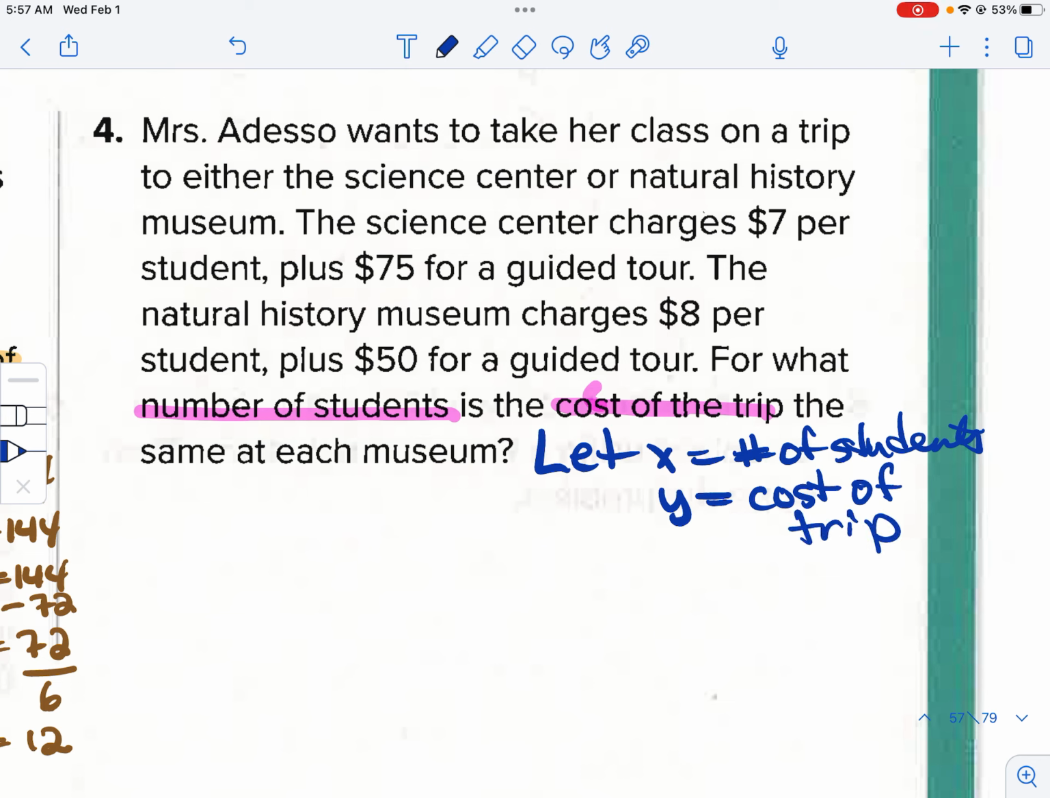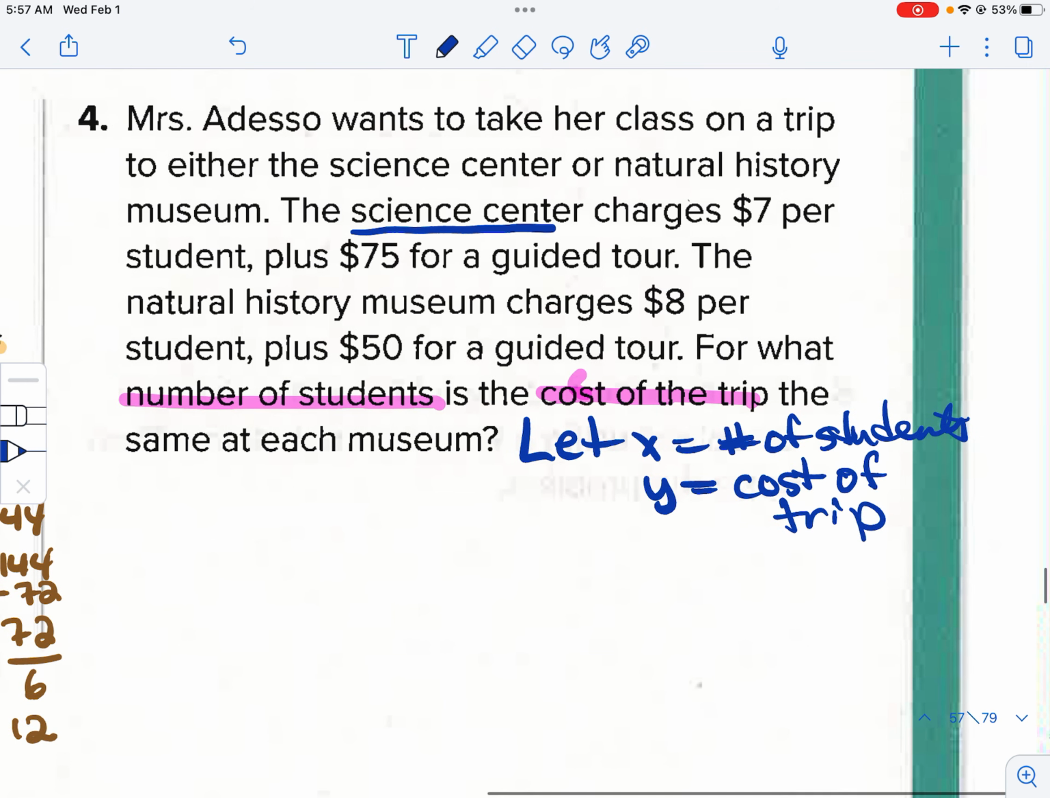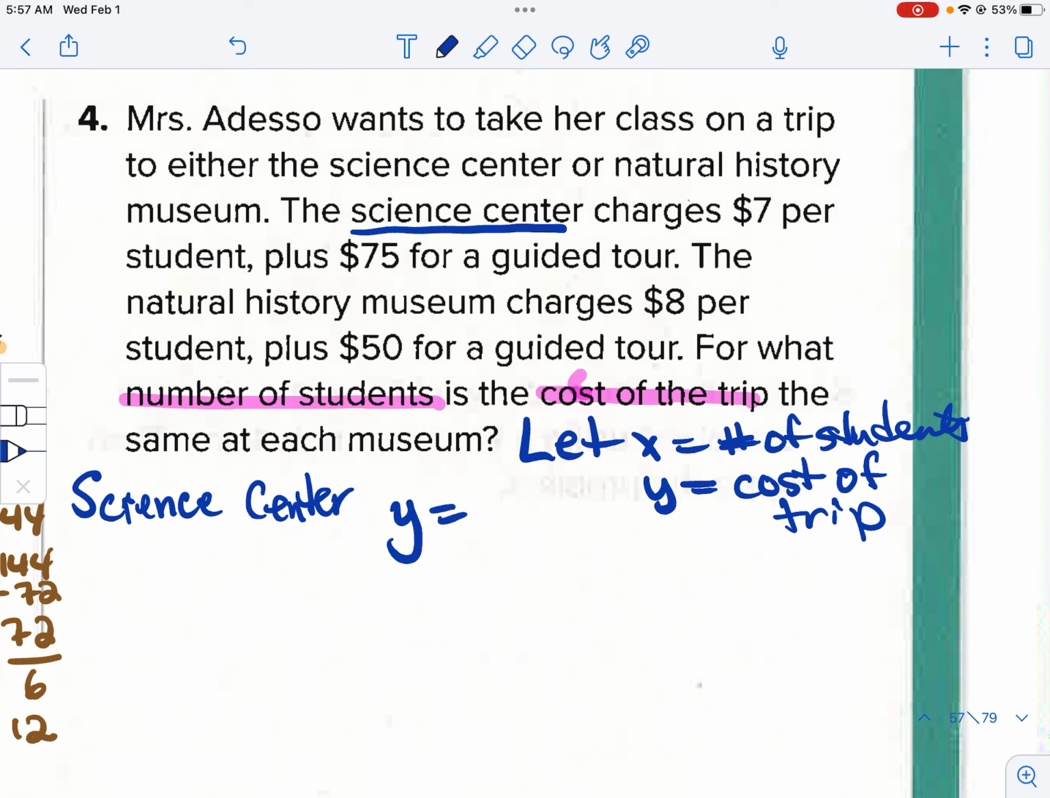So here we go. We're going to write equations, but let's look at this. So Science Center. So it's total cost for the Science Center. I want to write Science Center. And now write the equation. So its total cost is going to be Y equals.